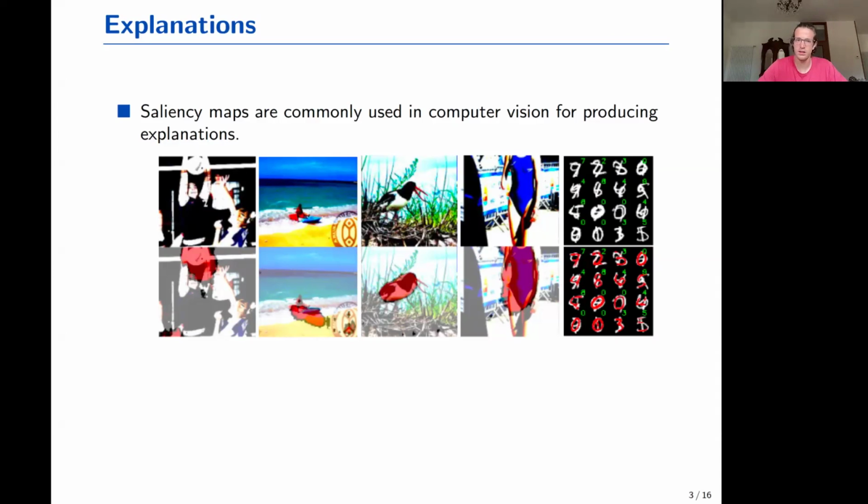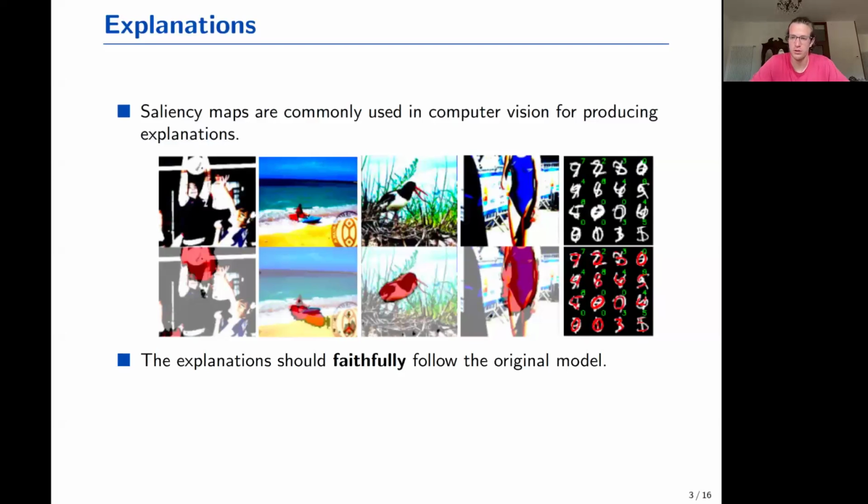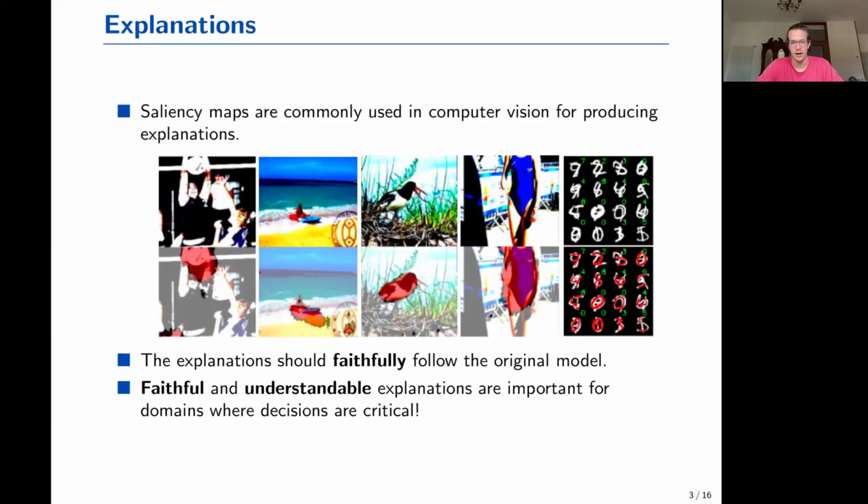So it's important in this case that the saliency maps faithfully follow the original model, that is, they are interpreting it. Additionally, it's also critical that the generated maps are understandable in order to actually gain some knowledge about how the model is working.